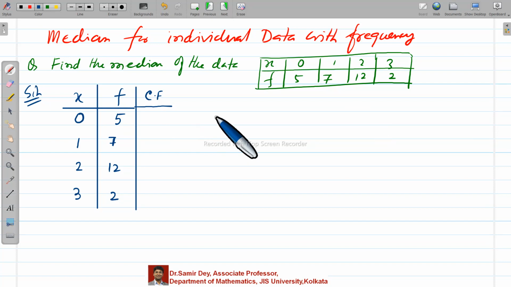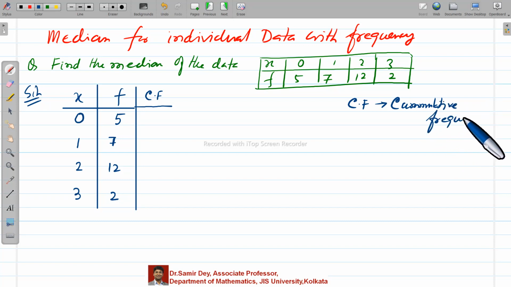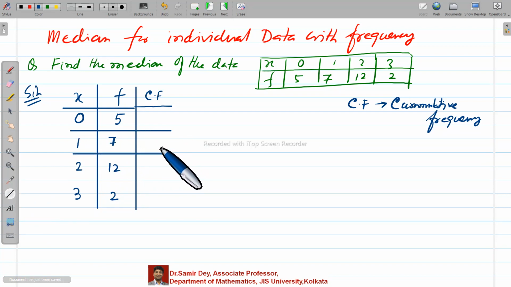If you want to write, please write down. CF stands for cumulative frequency. Cumulative frequency means total. Now try to understand how to set this up. It's very simple. It's very easy.